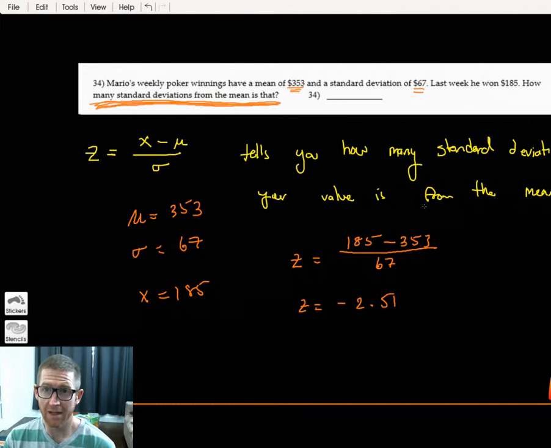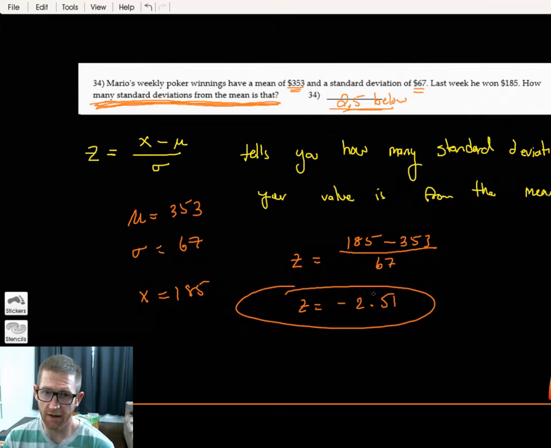So to answer the question, how many standard deviations from the mean is that? You could say 2.5 standard deviations. And then to be more specific, maybe 2.5 standard deviations below. So 2.5 standard deviations below the mean. Or you can say the z-score is negative 2.51, which is saying the same idea. Now there's another way that you can approach this problem.